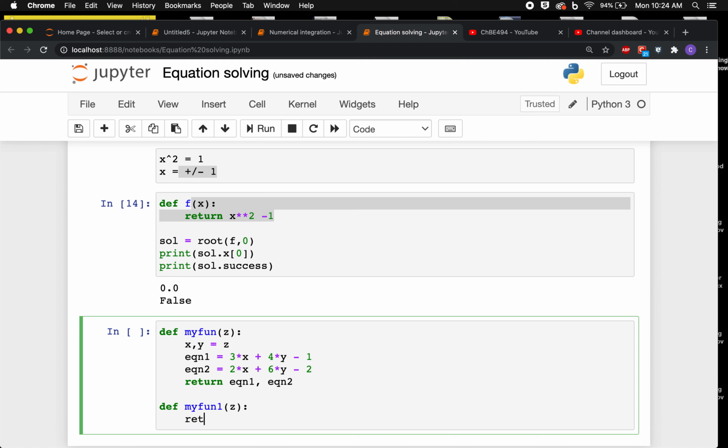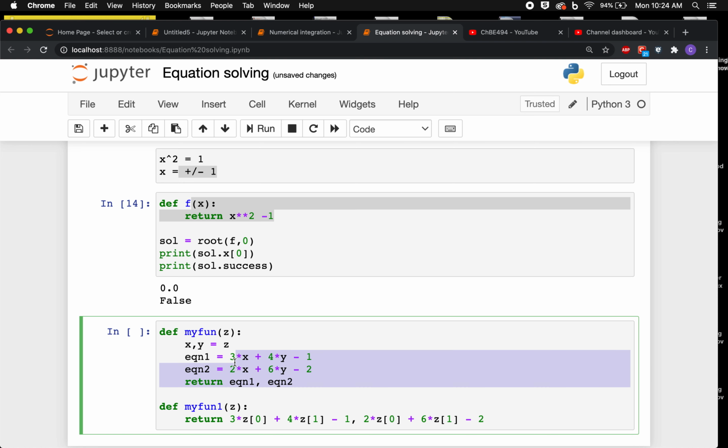And if I want to do really shorthand, I could do 3 times z of 0, right? That's my x, plus 4 times z of 1, right? Minus 1. And then I could do my second equation, 2 times z of 0, plus 6 times z of 1 is minus 2. And then I'm not even defining the equation. So this would be super shorthand.